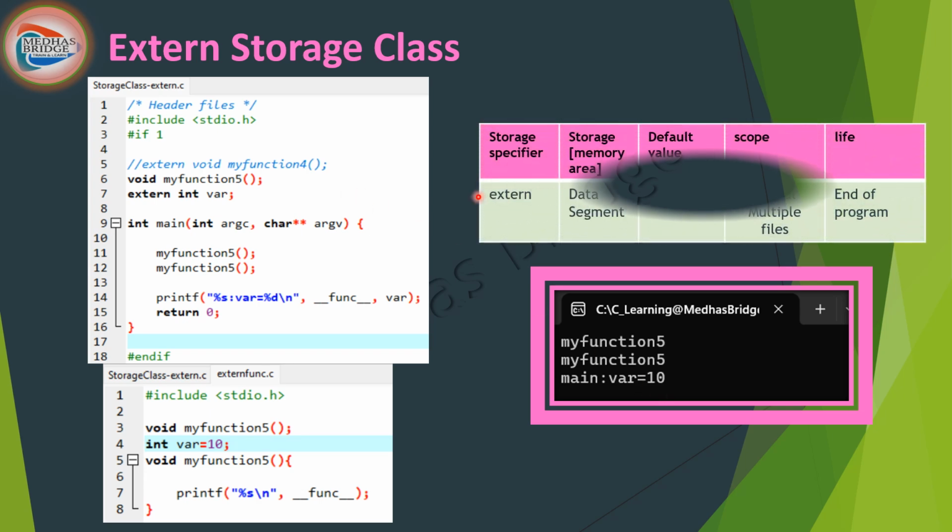Now look at it in summary. The storage specifier extern means all external variables use the data segment. By default, if you don't initialize, the default value would be 0. The scope, the visibility, is global across files. All the files in the project will have visibility of this variable. And its life exists for the complete life cycle of the program. The life of an external variable ends at the end of the program. Got it? So these are the takeaways for external storage classes.